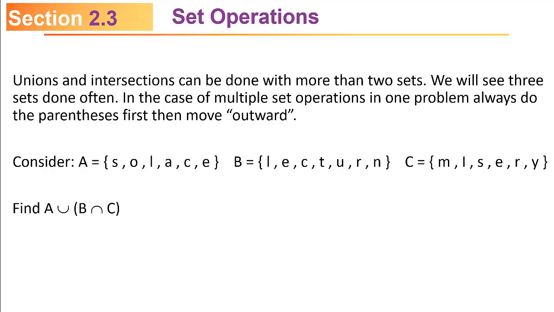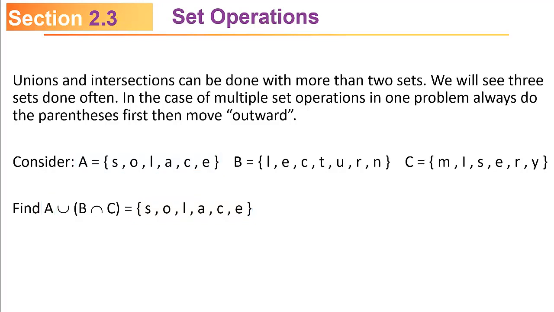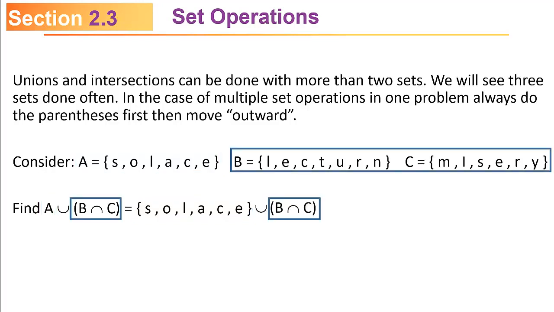Perhaps we want to find the union of A with the intersection of B and C. There's no necessarily single way to get started, but since A is sitting right there on the left, I might go ahead and just put in the set S, O, L, A, C, E for that. And then you might go over and look on the right side of the union symbol, and you see that B intersects C.